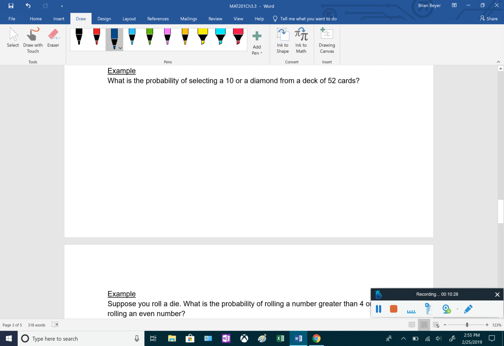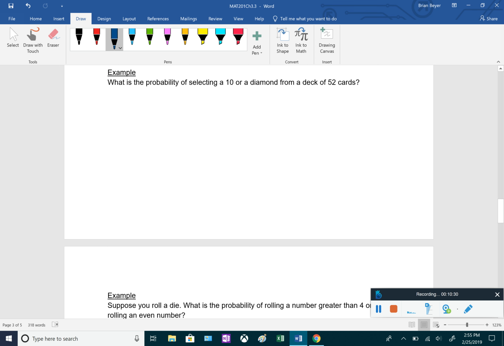Okay, next one here. We want the probability of selecting a 10 or a diamond from a deck of 52 cards. We see the "or", so we know it's the addition rule. It's going to be the probability of a 10 or a diamond. I'm just going to use a D. The probability of a 10 or a diamond equals the probability of a 10 plus the probability that it's a diamond minus the probability that it's a 10 and a diamond.